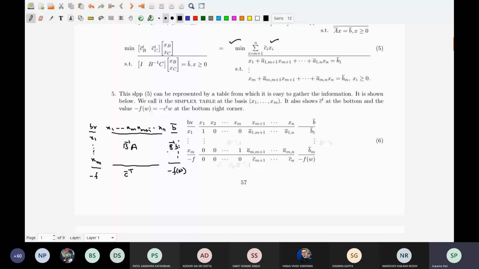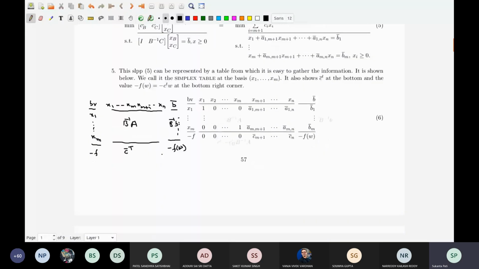I will do some examples to tell you how to get this. Apart from giving you the simple information about the revised problem, it gives you much more geometrical information from which you can decide in what direction you should go in order to get a better BFS. That is, if you are minimizing, in order to get a cheaper BFS, one with lesser value.